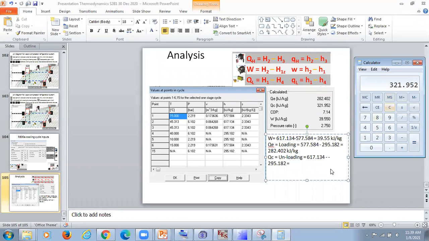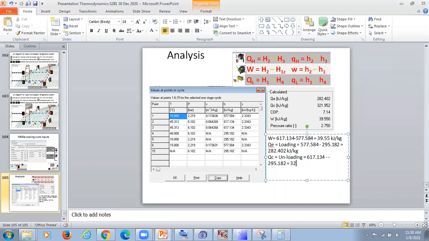So let me open the calculator. 321.952 is the QC. See here, 321.952. So you can say it, 321.952 kilojoules per kilogram.